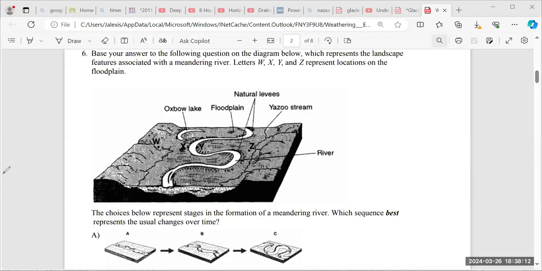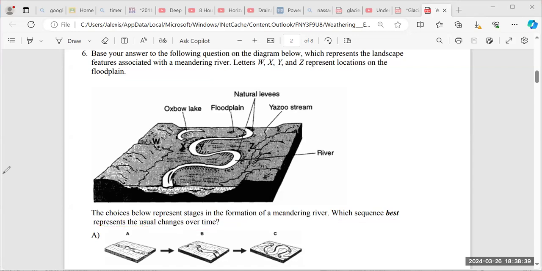All right, number 6 says, base the answers to the following question on the diagram below, which represents the landscape features associated with our meandering river. Letters W, X, Y, and Z represent locations on the floodplain. The question says the choices below represent stages in the formation of a meandering river. Which sequence best represents the usual changes over time?